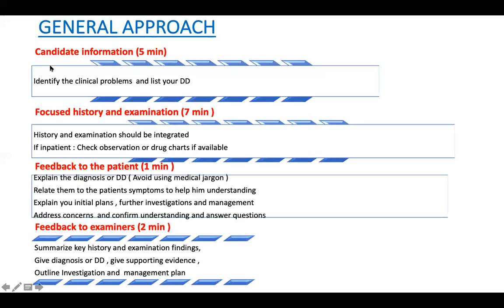So this is a general approach. Candidate information: 5 minutes. You need to identify the clinical problems and list your differential diagnosis. These 5 minutes are before you enter into the exam room, so here you're still sitting in front of the examination door. You didn't enter yet. So you will get that small piece of referral information just to have a look at it and identify the clinical problem, and you can start to list your differential diagnosis before you enter inside.